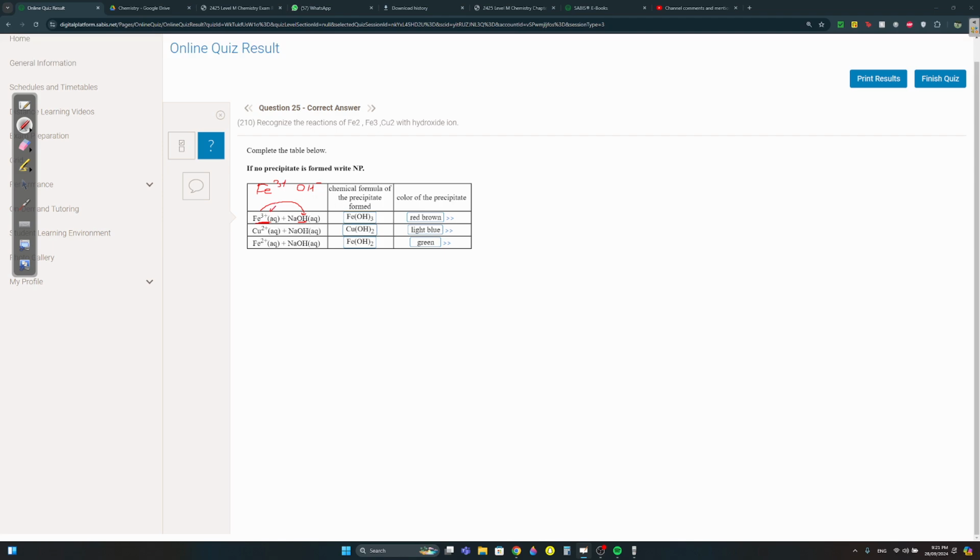And you know, for Fe3, the precipitate is red brown, or some people just say brown, right? Reddish brown. You have to say red brown. You can't just say brown.